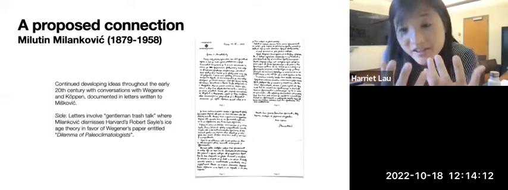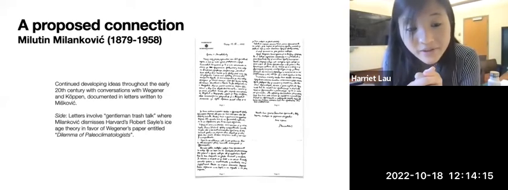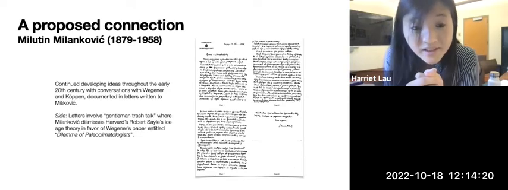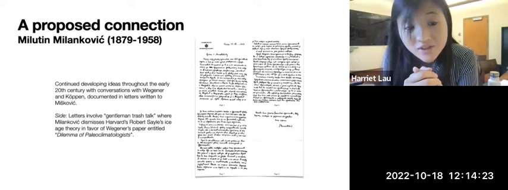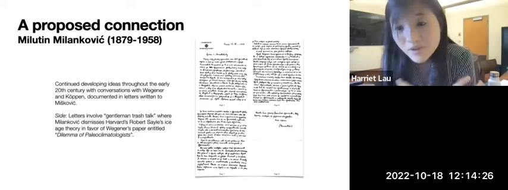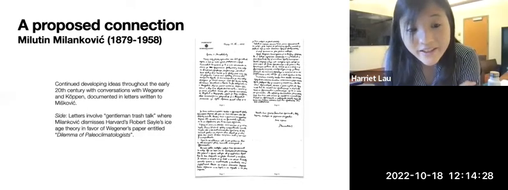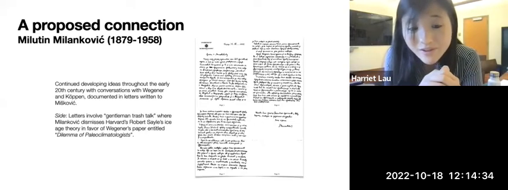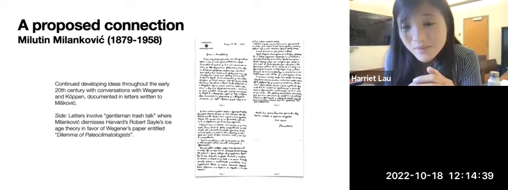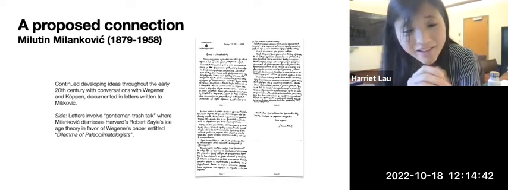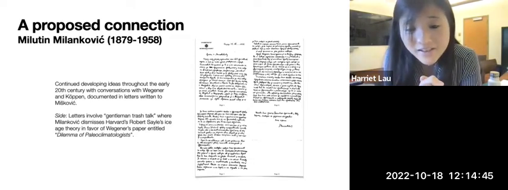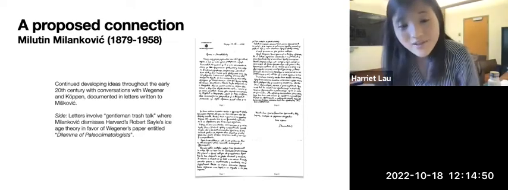And he continued developing these ideas through the early 20s, and these are documented in really well-preserved letters to another prominent Serbian scientist. And they basically describe conversations that Milankovitch had with very famous geologists of the past, like Wegener and Köppen. And there are some really nice moments if you read the translation of what I like to call gentleman trash talk, where Milankovitch dismisses pretty brutally, but very politely, Sales's ideas of ice ages being connected to volcanism in favor of Wegener's ideas, for example. So if you ever get a chance, they're all online.